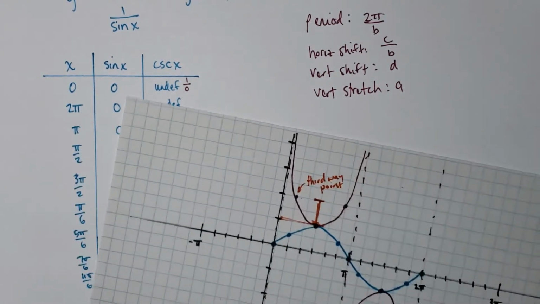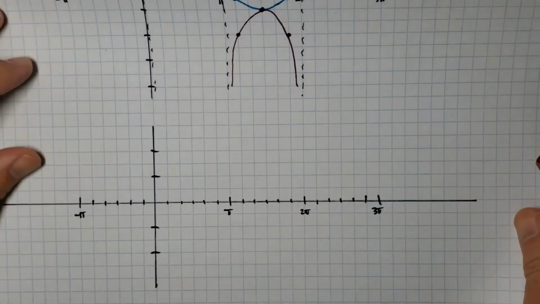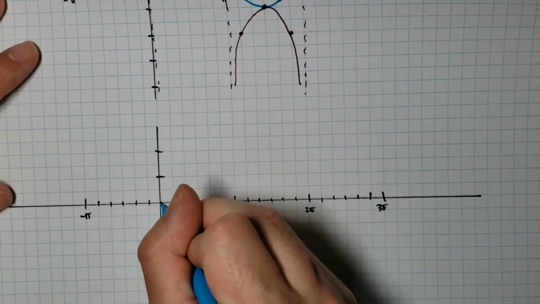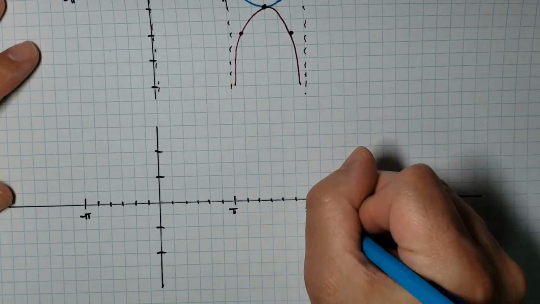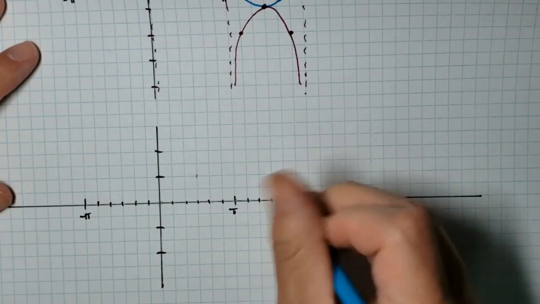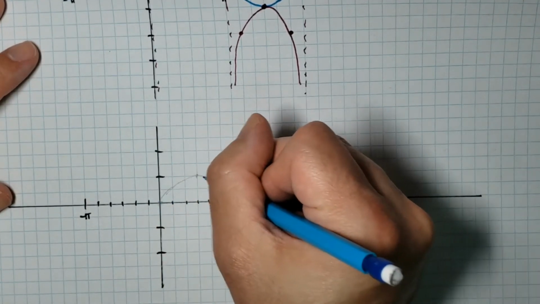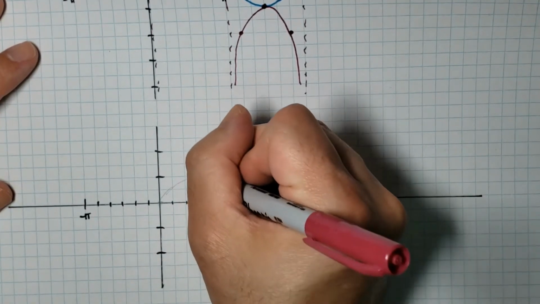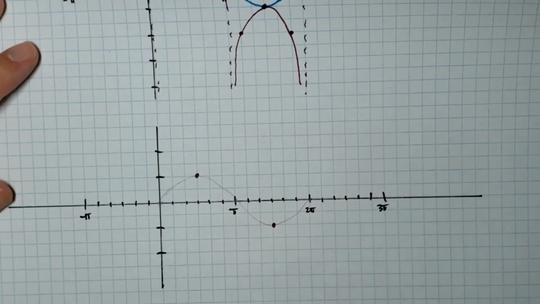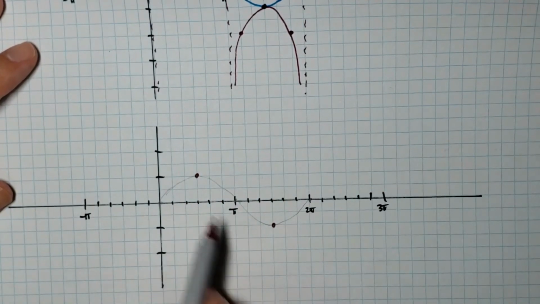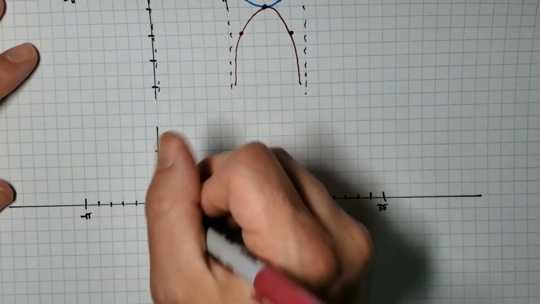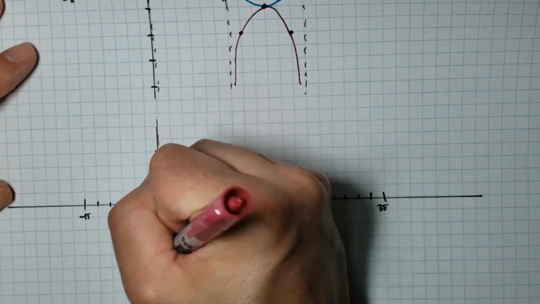So let's just see it again, and then we'll do one with some different numbers. Whenever I graph this, I usually think about where sine is. So I know sine is going to be here. I'm going to just sketch this in real quick. And then I can put in wherever the maxes and mins are. The maxes and mins of sine are going to be the minimum and maximum of cosecant. I know the zeros correspond to the asymptotes.